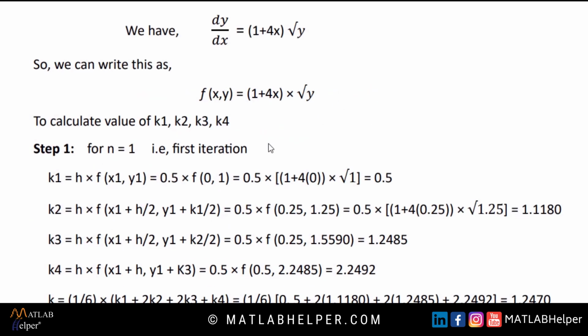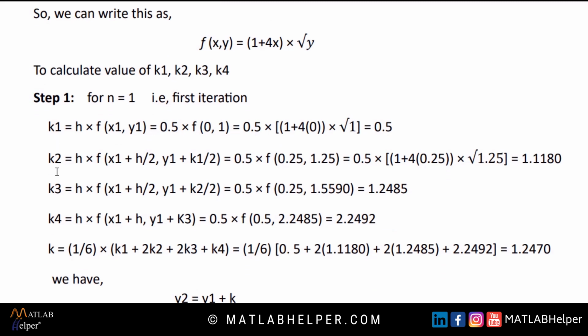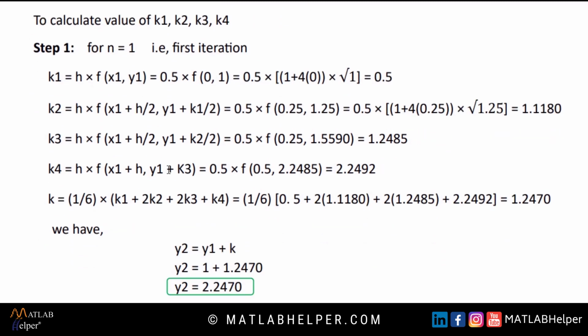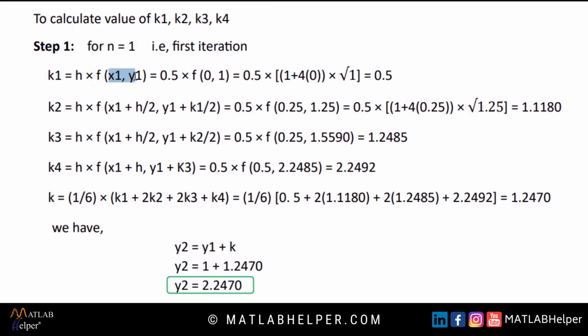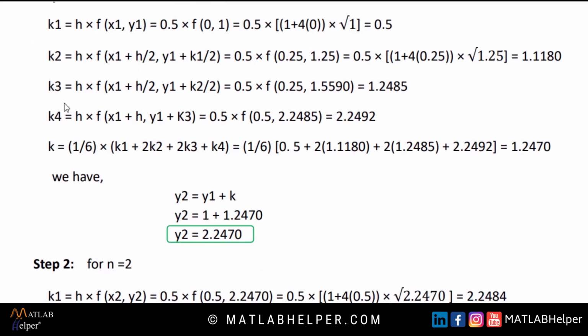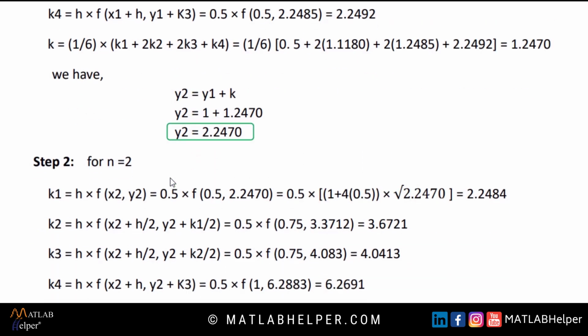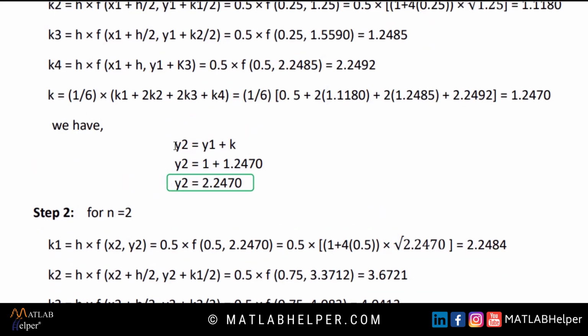So starting from the first iteration, we have to find the values of k1, k2, k3, k4 and k. Just substitute these values of x1 and y1 provided in the question in the formulas for k1 to k4. After getting these values, put them in the formula of k and you will get the answer for k as 1.2470. Moving further, put these values in the formula for y2 = y1 + k. You will get the answer for y2 as 2.2470.